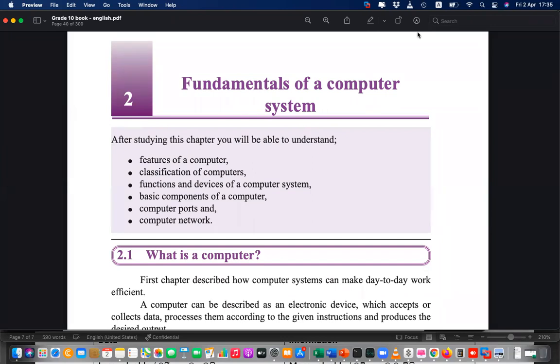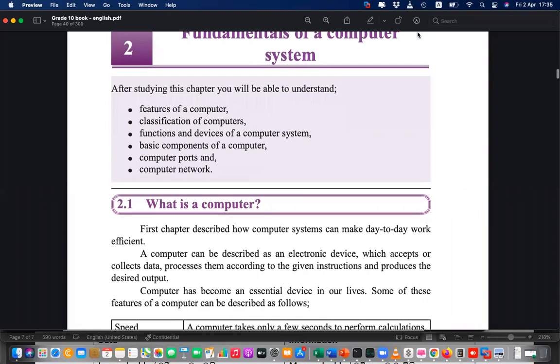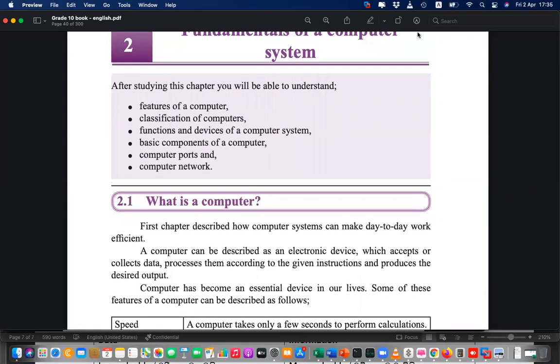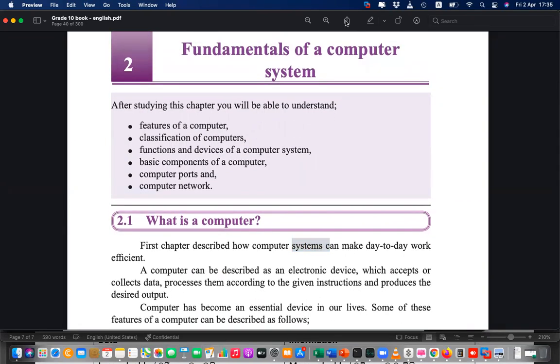Okay, then. So the first, it explains, what is a computer? So computer is a system. So basically it's a system. What is system? We learned this in the first chapter. What is a system? Okay, Anuja. What is a system? Okay, I'll ask Vanshika. Vanshika, what is a system? We learned this in the first chapter.